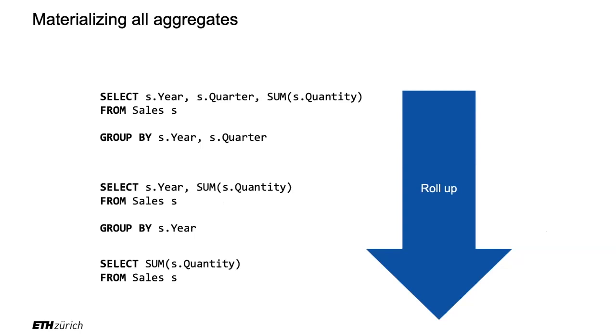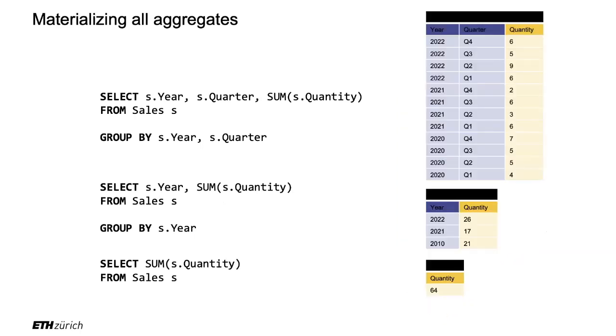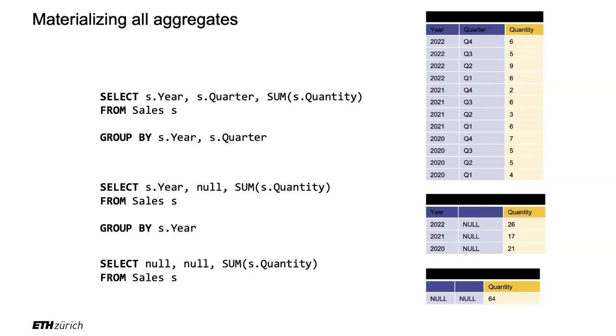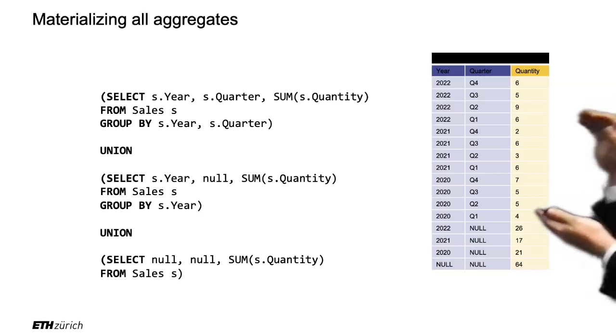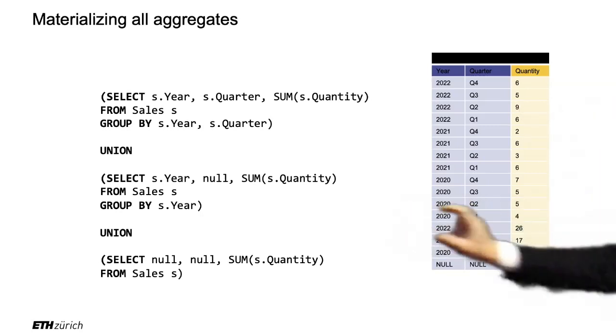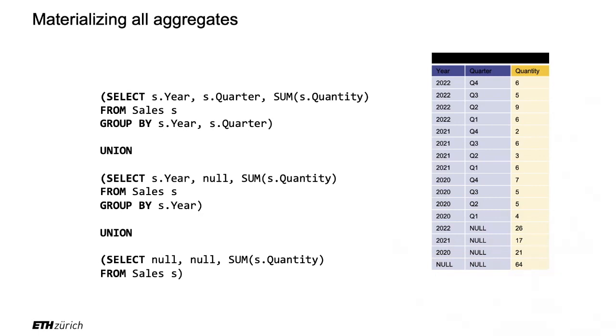You have the year and the quarter, then you have the totals by year, and then you have the all-times total. So again, this would be the three tables that you would get, right? Now, if I add back my nulls in order to shape them with the same columns, I do the union, right? So you see now I have all of my data per year and quarter, then the aggregates per year, and then the all-times aggregate.